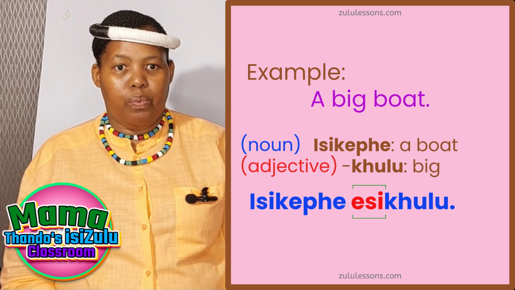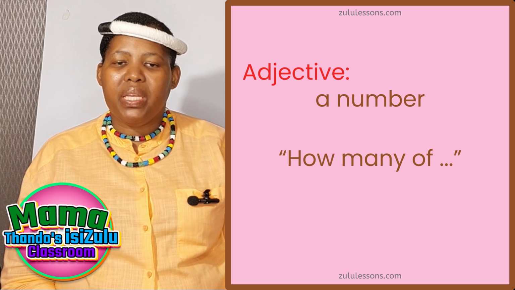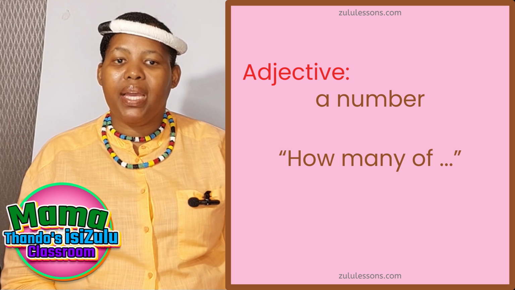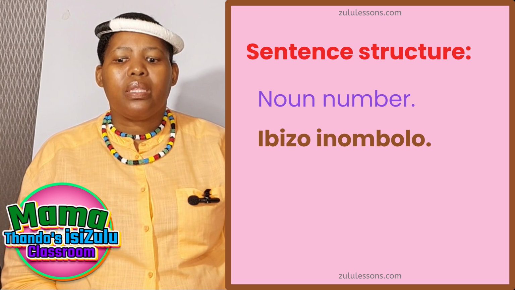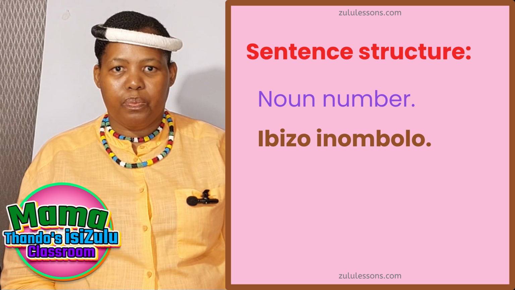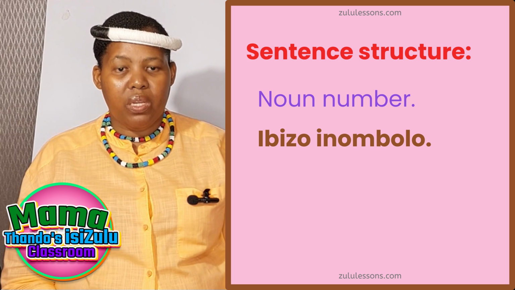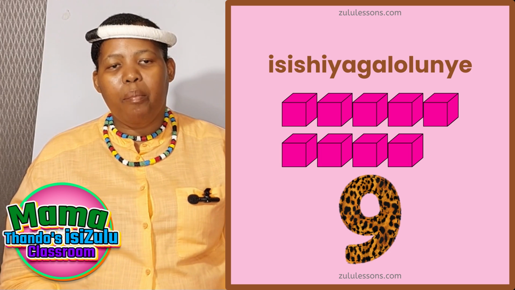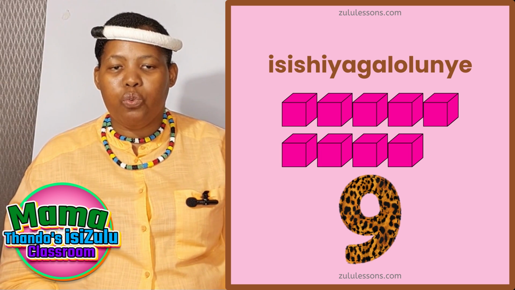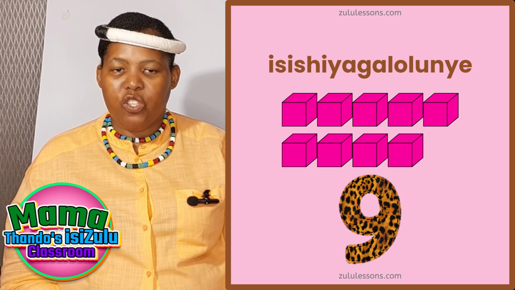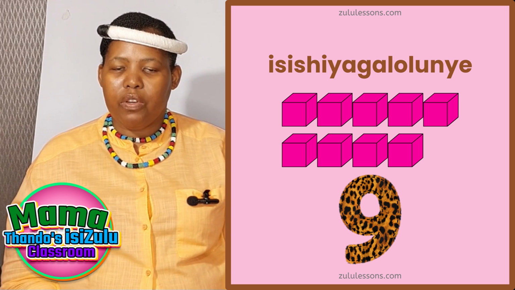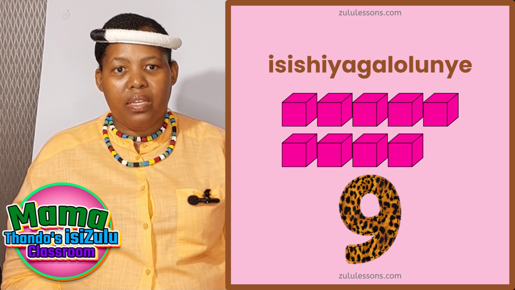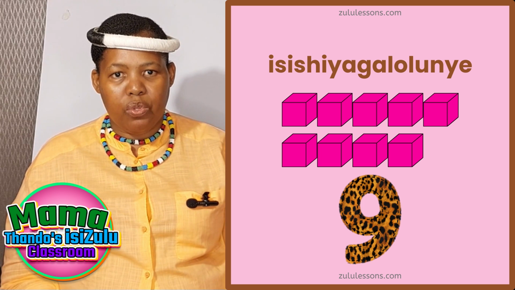In this case, though, for this lesson, we will be counting objects. And so our adjective is going to be a number. You will see two words. You will see the noun followed by the number. The number isishiyagalolunye is our adjective, and an adjective has its own prefix that matches each and every noun.